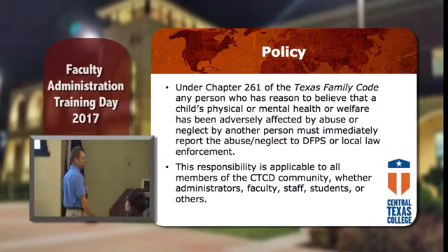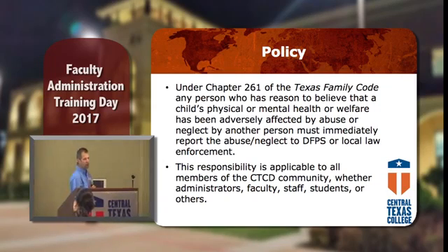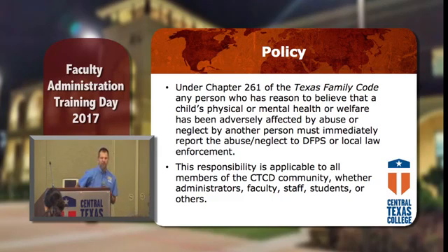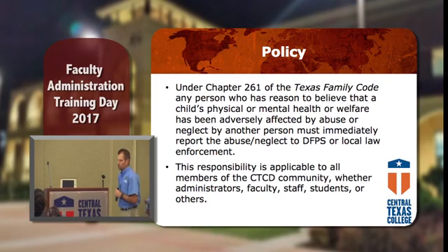Under Chapter 261 of the Texas Family Code, any person who has reason to believe that a child's physical or mental health or welfare has been adversely affected by abuse or neglect by another person must immediately report the abuse or neglect to the Department of Family Protective Services or local law enforcement. Our local law enforcement is the campus police, so that's a good place to report it to. This responsibility is applicable to all members of the CTCD community, whether administrators, faculty, staff, students, or others. Everybody.